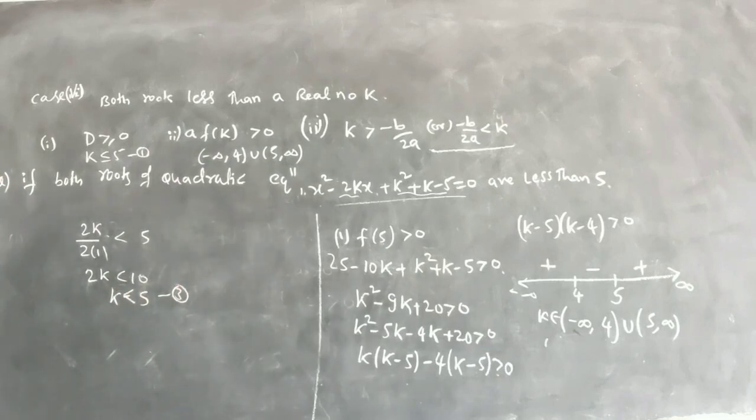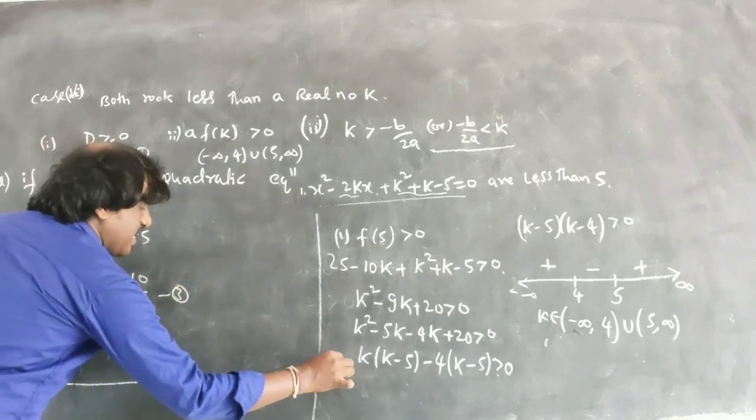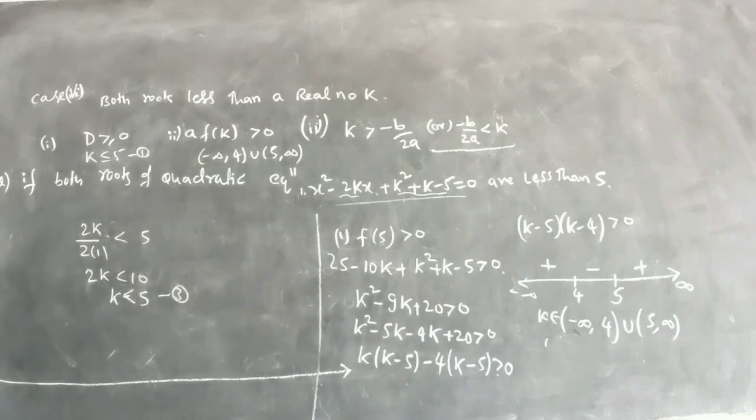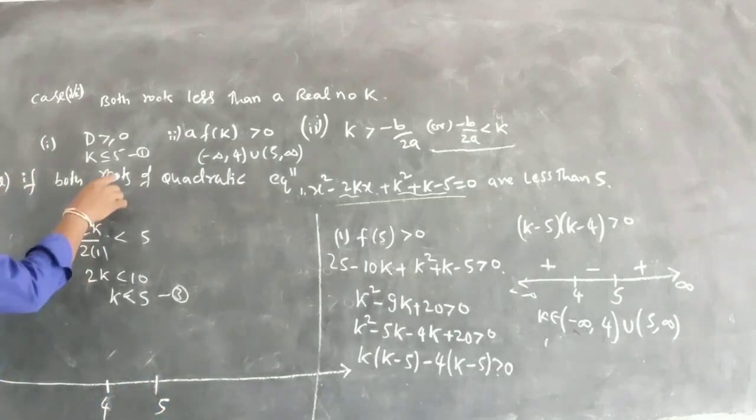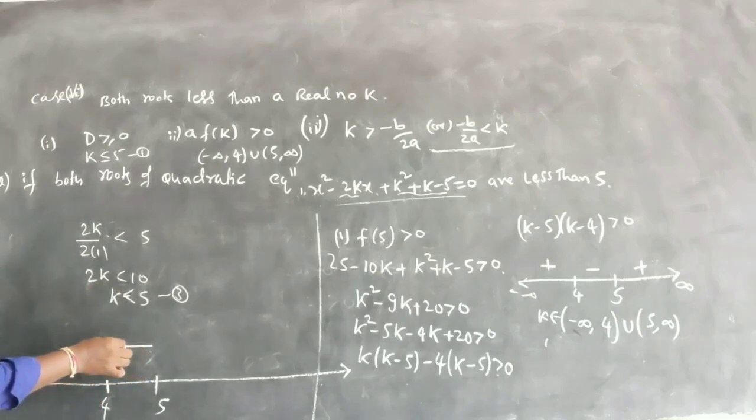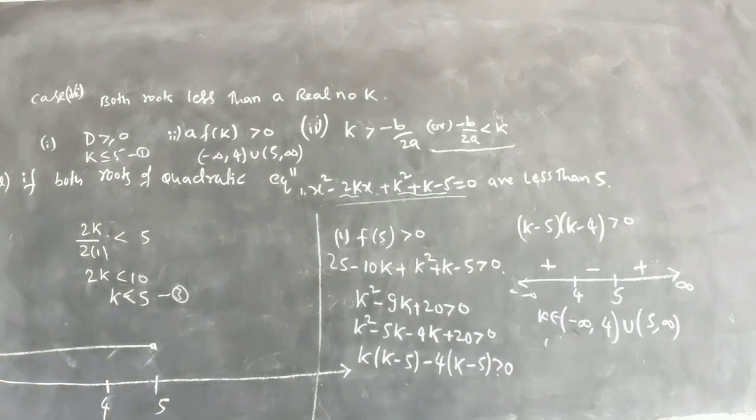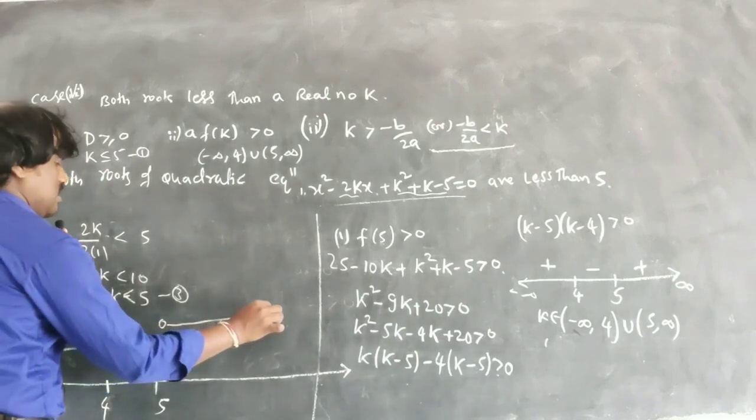So let us see all these three on the number line and finalize the intersection part. That will be your final answer. The first case is k, and 5 I am taking here. Let us take this as 4 and this as 5. First case: you got k less than or equal to 5, with 5 also included. Second case is minus infinity to 4 and 5 to infinity. This is case number 2.